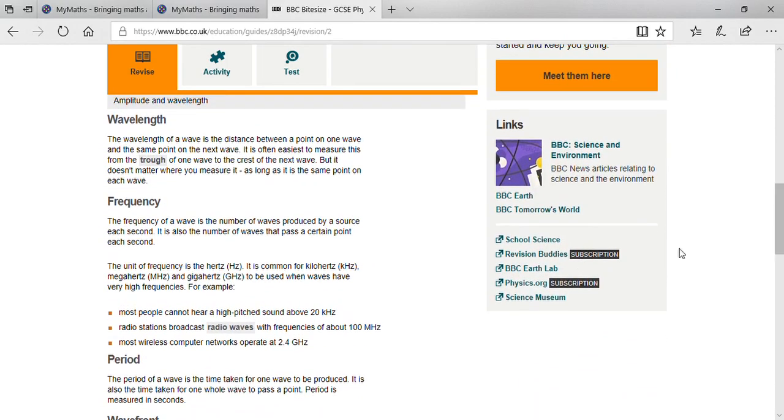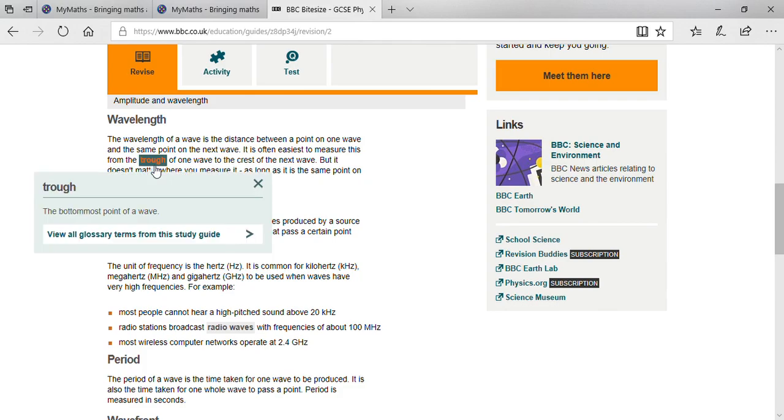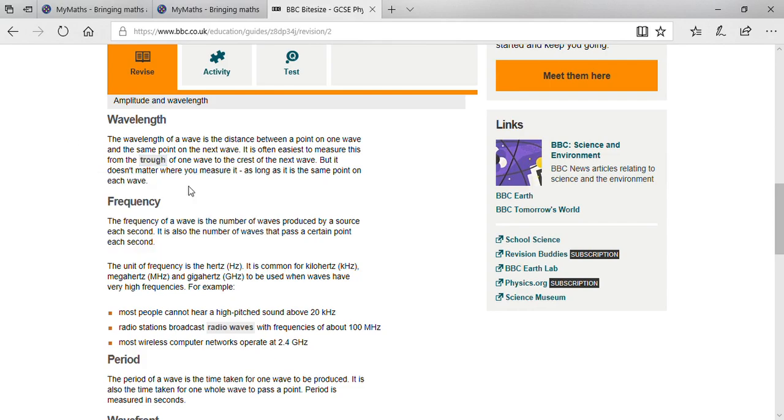There are many definitions. One definition you can understand is that the wavelength of the wave is the distance between a point on the wave and the same point on the next wave. It is often easiest to measure this from the trough. As I explained, the trough is the bottom most point of the wave, and the crest is the top most point. But it doesn't matter where you measure it, as long as it is with respect to the same point for each wave.